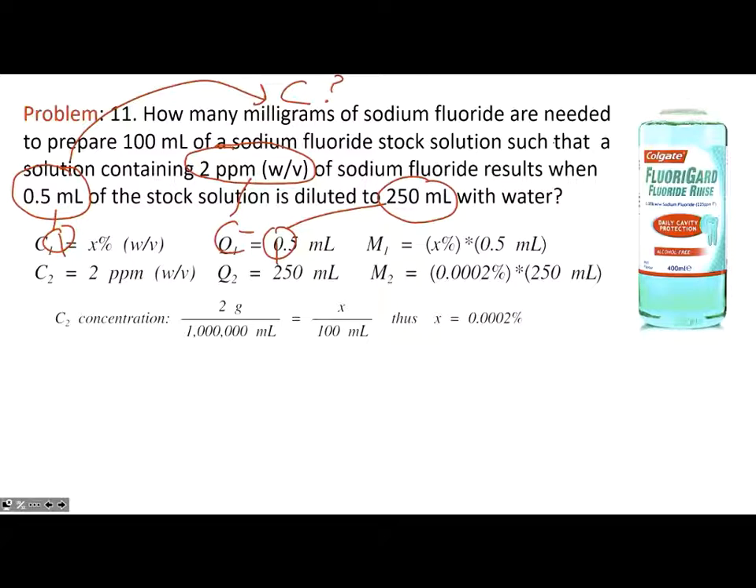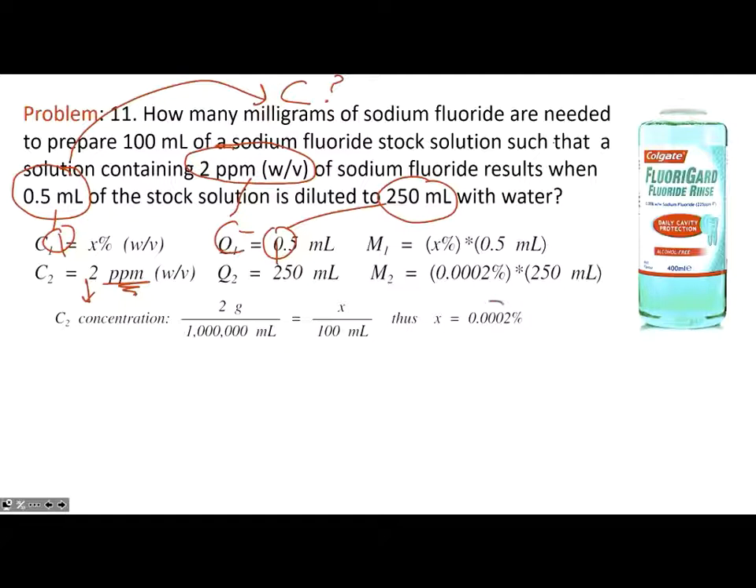So at this point, the biggest issue is still, this ain't going to cut it. I don't want parts per million. I want it in a percent. So what I did down here was simply convert 2 parts per million. I said that means 2 grams per 1,000,000 milliliters. That's 2 parts per million. Set that equal to X over 100 mils, or essentially determine how many grams would be equivalent at 100 mils. And essentially it is 0.0002. So it's a tiny number, but it's okay. I can deal with it.